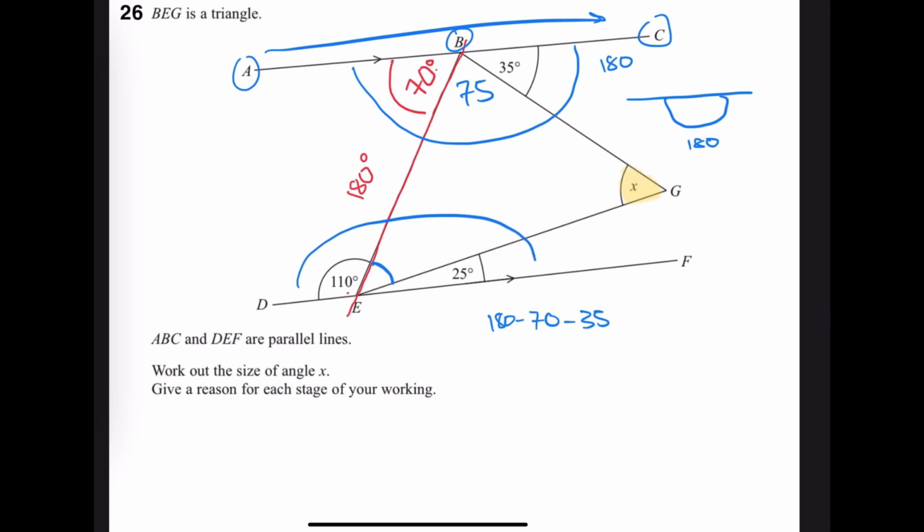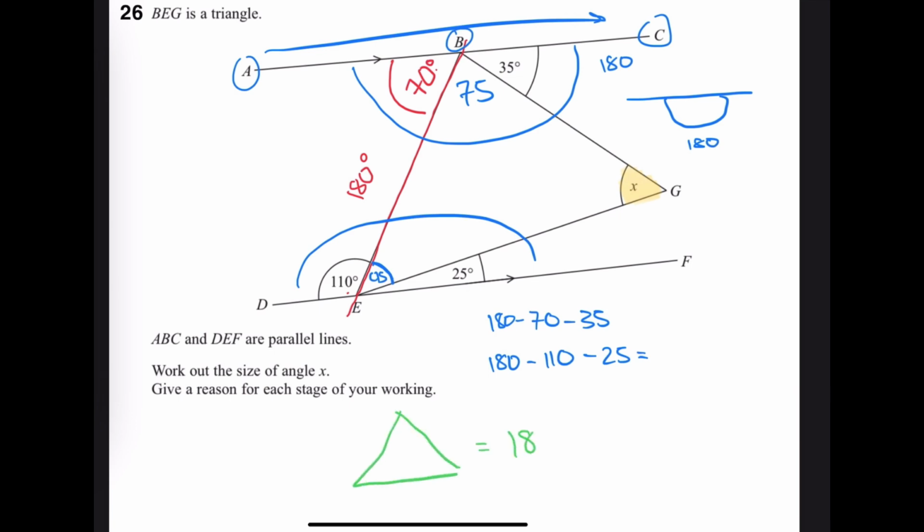Now, the next thing we have to do is find this angle over here. Again, we know that this is going to all equal 180, so all we do is 180 minus 110 minus 25, and that's going to equal 45 degrees.